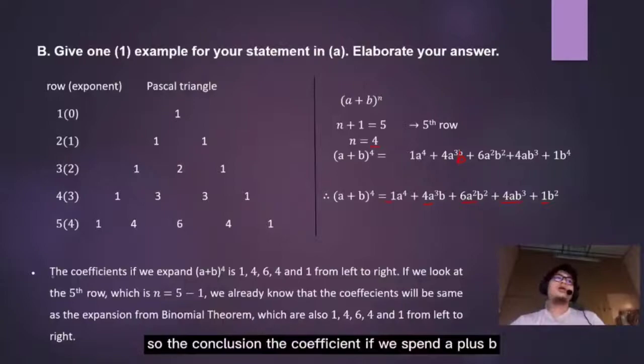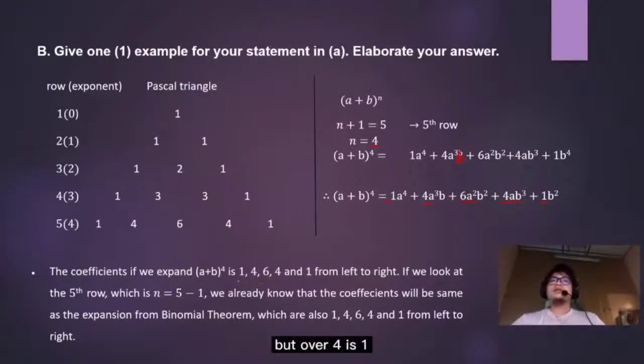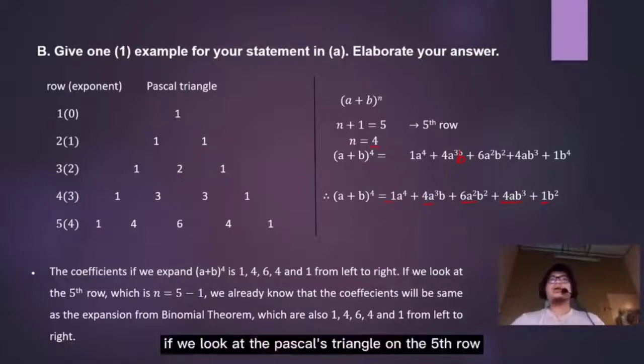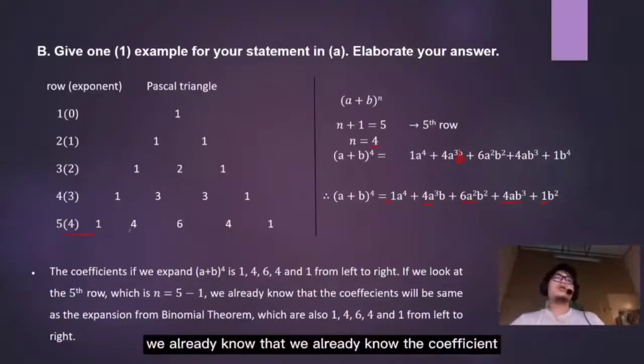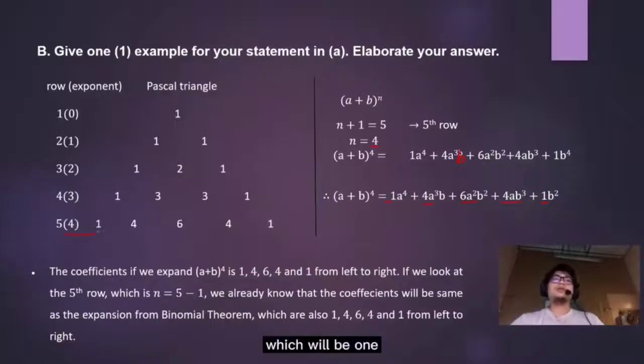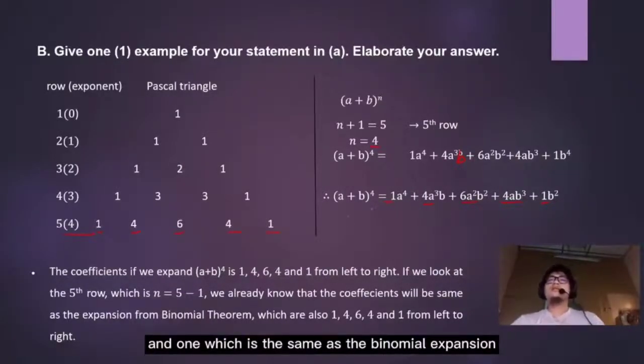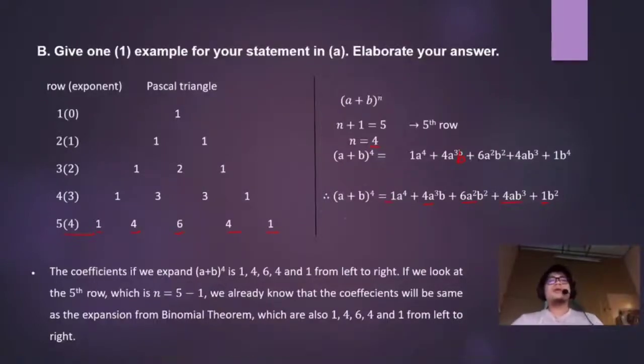So the conclusion, the coefficients if we expand (a plus b) to the power of 4 are 1, 4, 6, 4, and 1 from left to right. If we look at the Pascal triangle on the fifth row, which is n equal to 4 and row equal to 5, we already know the coefficients are 1, 4, 6, 4, and 1, which is the same as the binomial expansion.